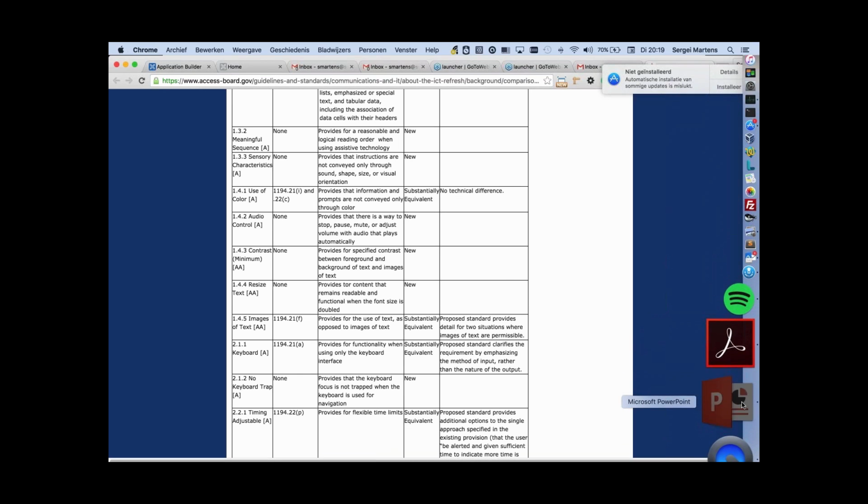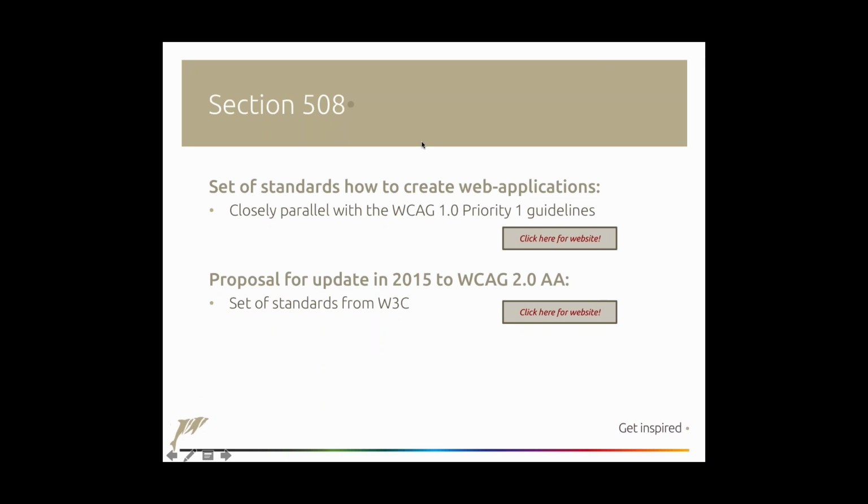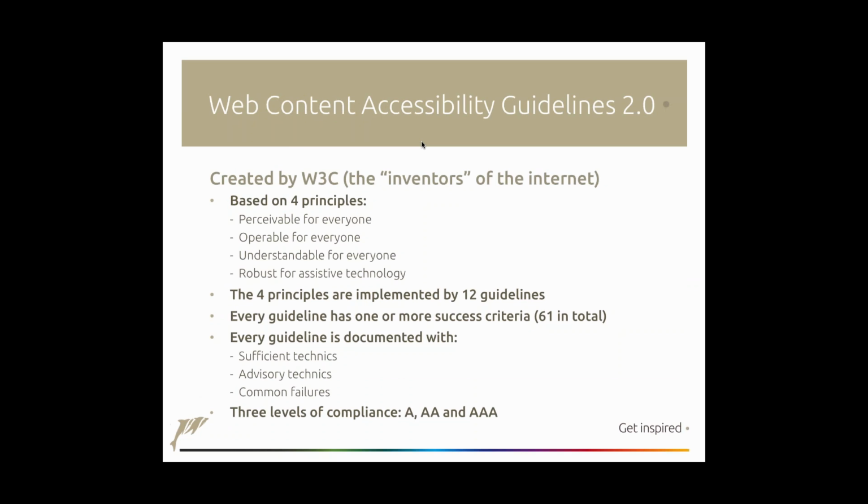Let's go back to the PowerPoint presentation. Just like I said a few minutes ago, Section 508 is a list of all the guidelines to make your application accessible for people with an impairment. There is also a second guideline which is more globally used, and that's created by the W3C consortium, and those are the people who invented the internet.